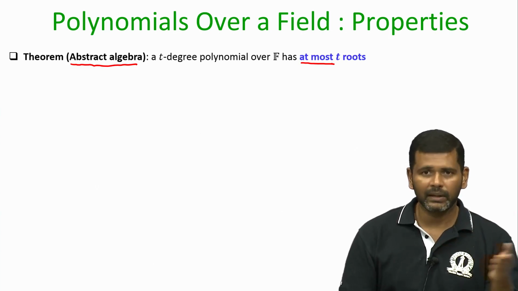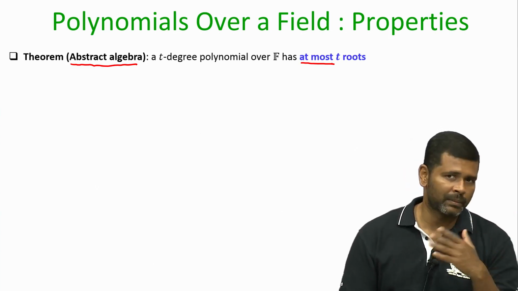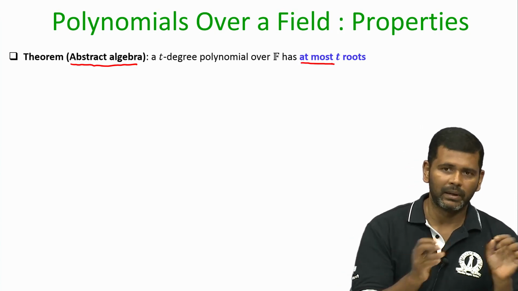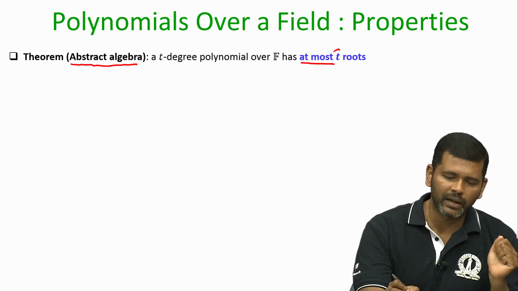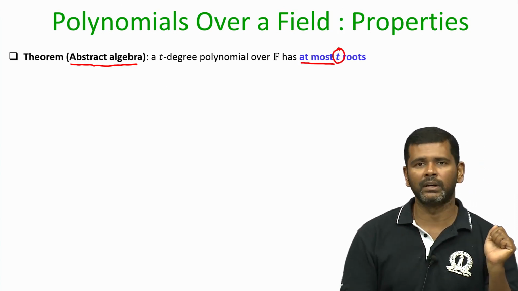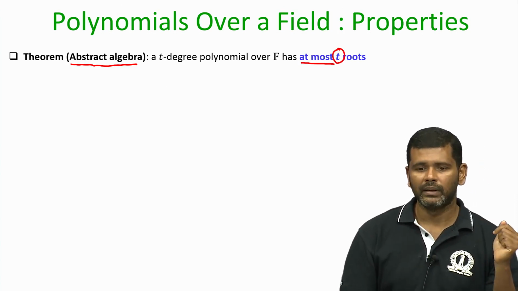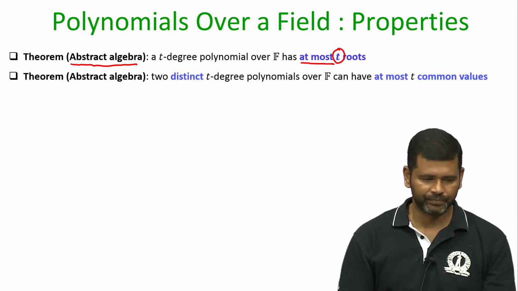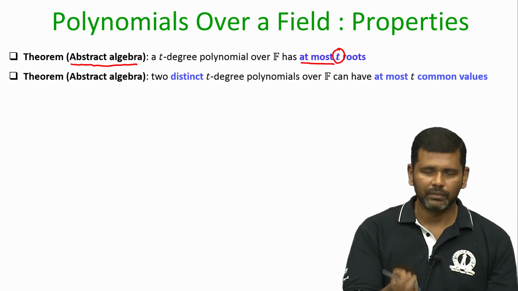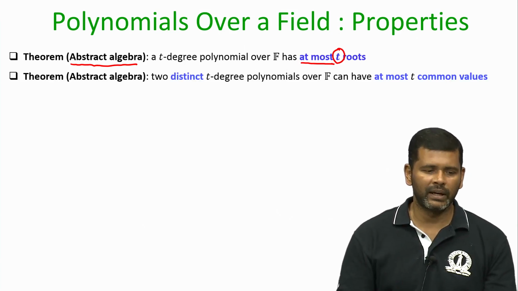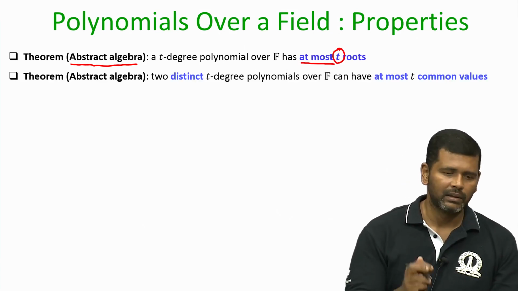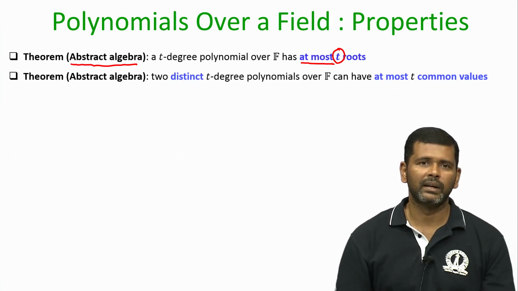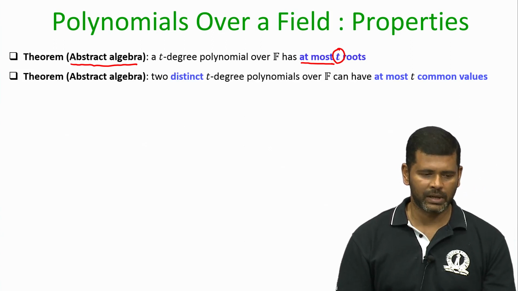Now, it may be the case that some of them are distinct, some are repeated. You may have different possible cases, but in total the number of roots that you may have for a t degree polynomial over a field is upper bounded by t. That is the maximum number of roots you can have. Okay. So, I will not be going into the proof of that theorem, that is not required, but we can prove it. If you are interested, you can refer to any standard text in abstract algebra.